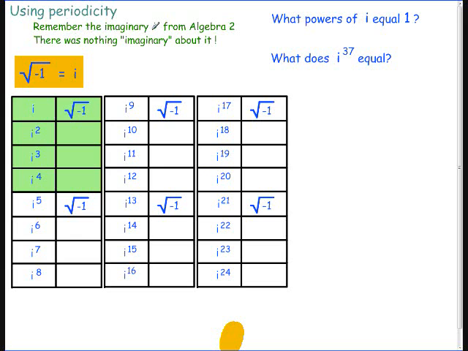Okay, the imaginary i from Algebra 2. Well, we know that it wasn't imaginary, but one thing we did notice about it, remember this? It was defined as the square root of -1. So if we square a square root, what do we get? We get the radicand. So this would be -1.